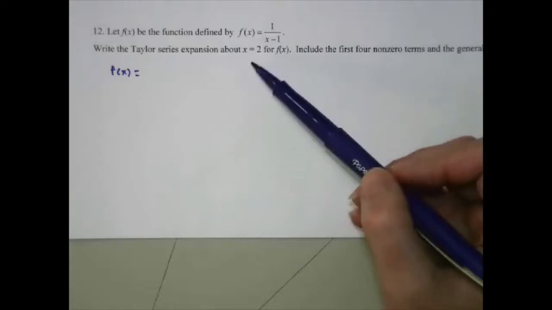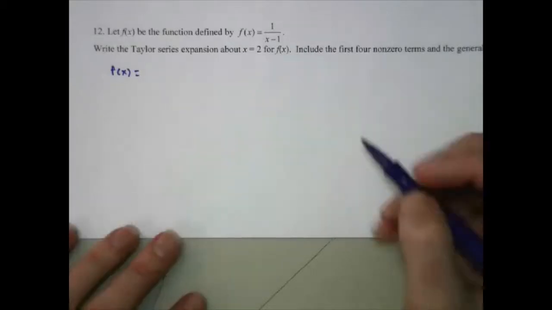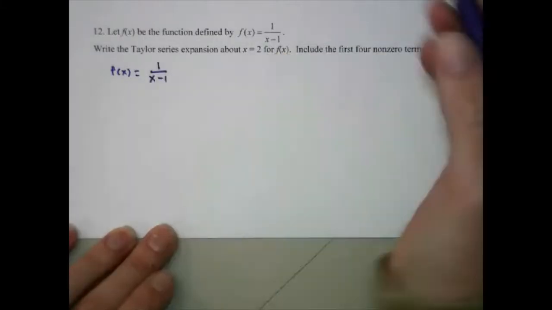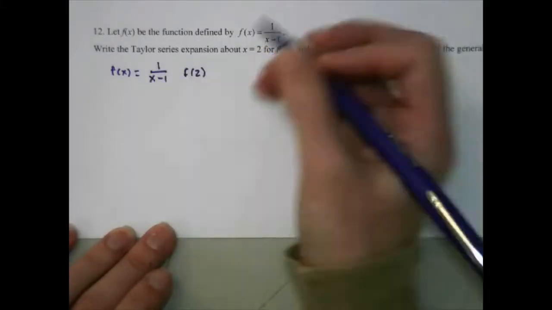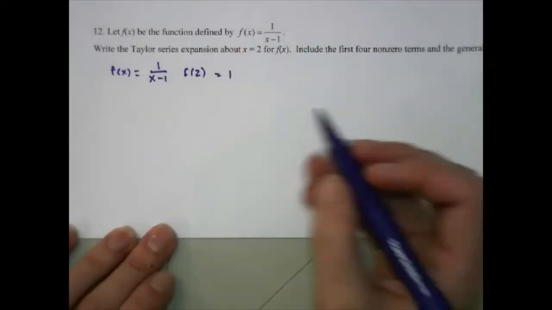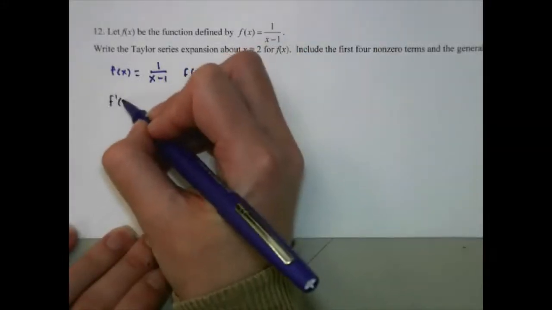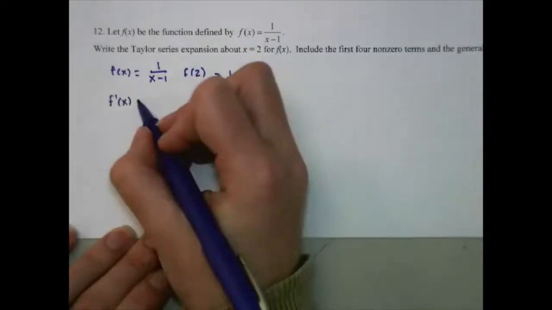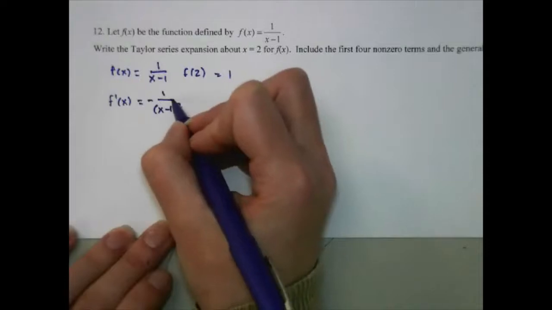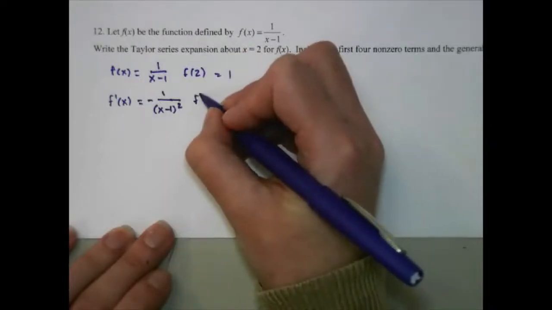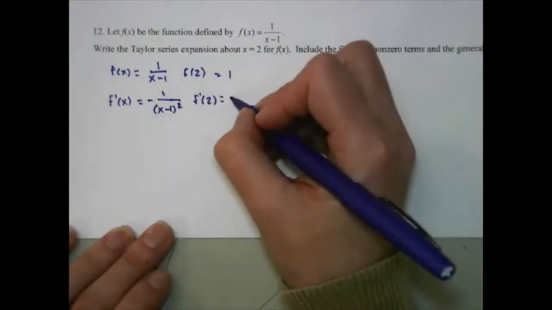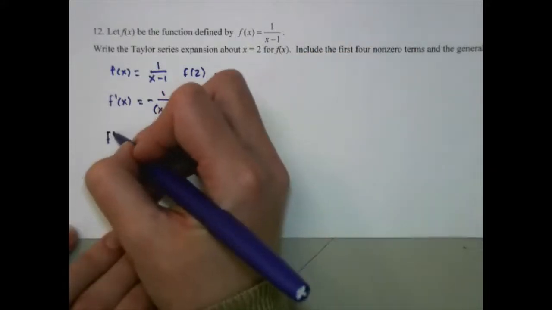So now we're going to write the Taylor series for 1 over x minus 1, so similar to the last one we did, but our center is now 2. So my function is 1 over x minus 1, so f of 2 is going to be 1 over 1, which is 1. We'll take this one's derivative, which is going to be a negative 1 over x minus 1 squared. So f prime of 2 is going to be negative 1 over 1, so a negative 1.